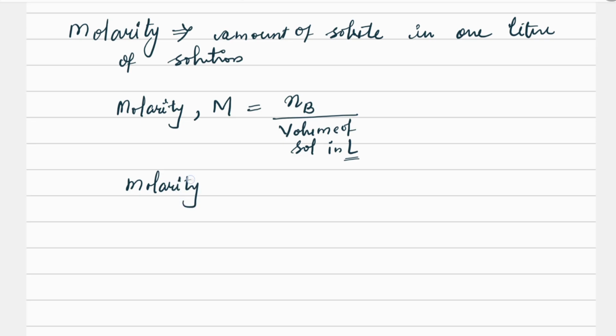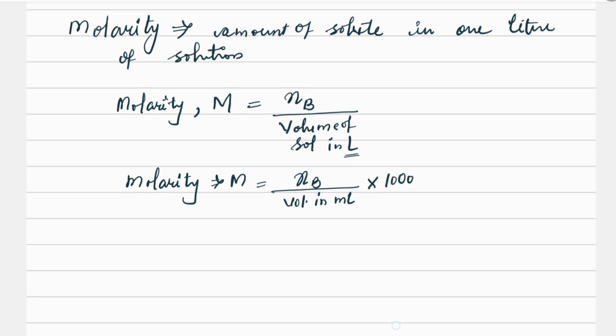molarity, which is capital M, is going to be number of moles of solute divided by volume in milliliters. We are talking about volume of solution, multiplied by 1000. Okay, so this is what we have done over here.